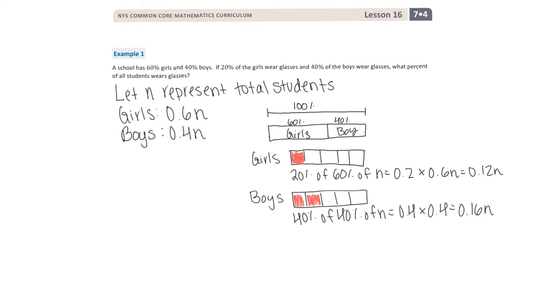Now that we know the total for both girls and boys, we can add them up. So I have 0.12 N plus 0.16 N equals, well, just add them up, 0.28 N. Okay, and remember that these are like terms, so we can add these together since they both have N. Now what this means is that 28% of students wear glasses.